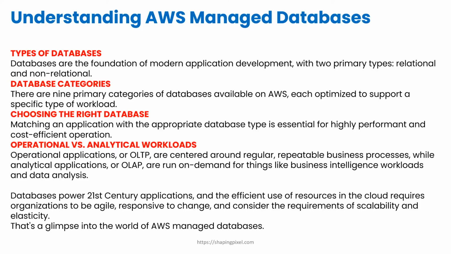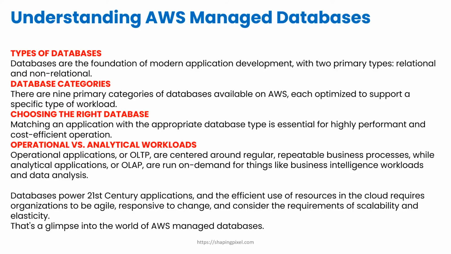So let's try to understand the AWS managed databases. Databases are the foundation of modern application development, with two primary types: relational and non-relational. There are nine primary categories of databases available on AWS, each optimized to support a specific type of workload. Matching an application with the appropriate database type is essential for highly performant and cost-effective operation.